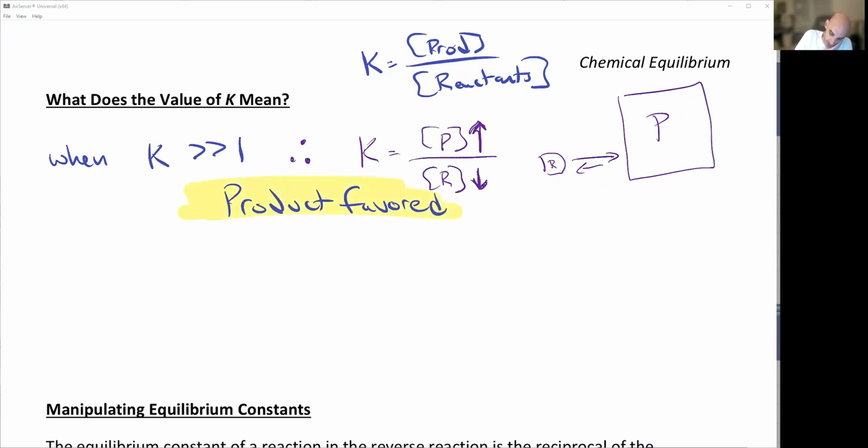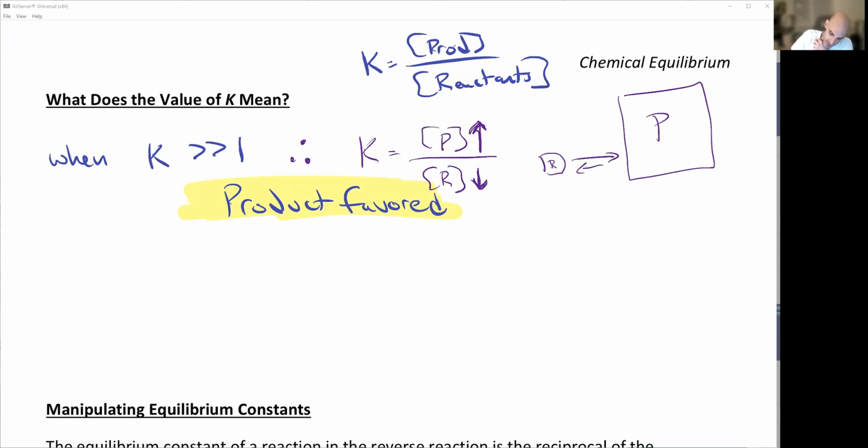This is going to be product favored, okay? Because there are so many products, right? The equilibrium favors the products. And again, we have to remember this is not a moment in time that we have to pause. If we let a reaction run and it has a really high K value, it's always going to be product favored, right? Okay.